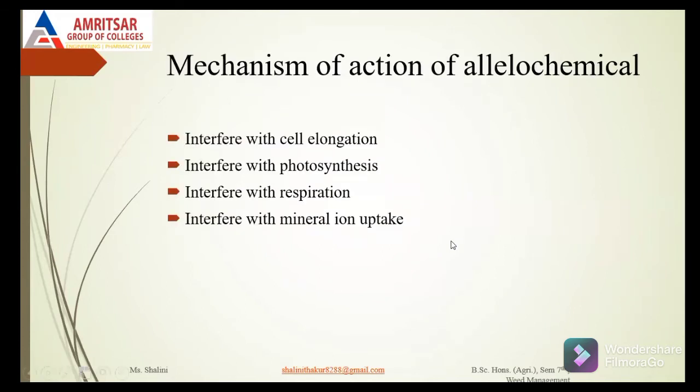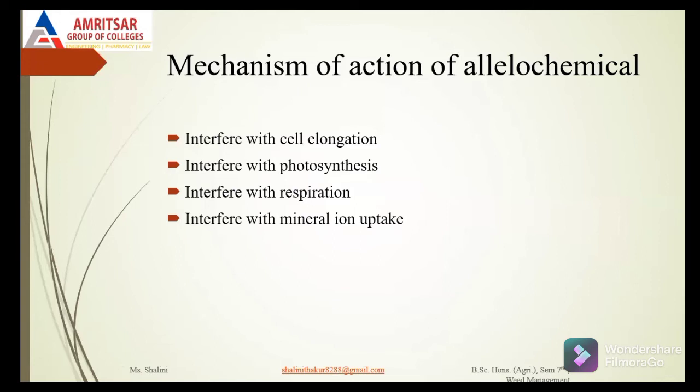Then the mechanism of allelochemicals: how do they start acting on the crop plant or wheat plant? First, they can interfere with the cell elongation process. When it is secreted, the plant doesn't know which chemical is harmful or beneficial, and starts taking up or absorbing that nutrient. So firstly, the allelochemicals interfere with cell elongation.